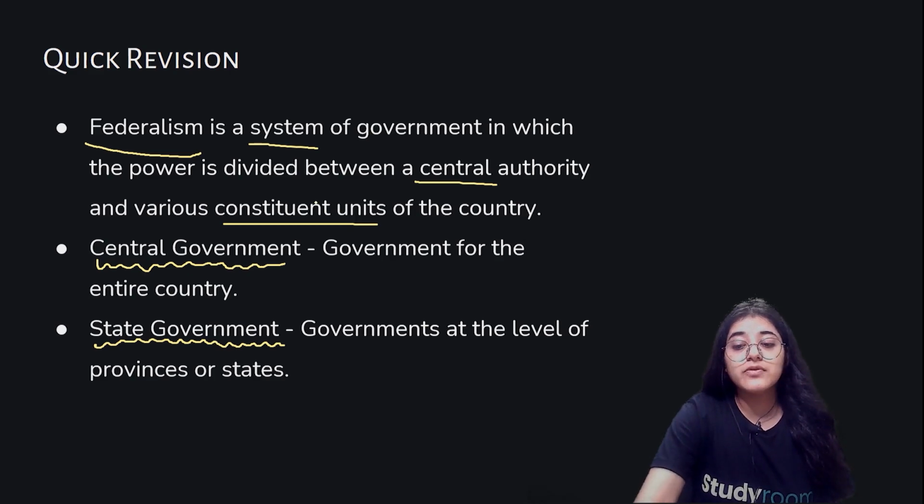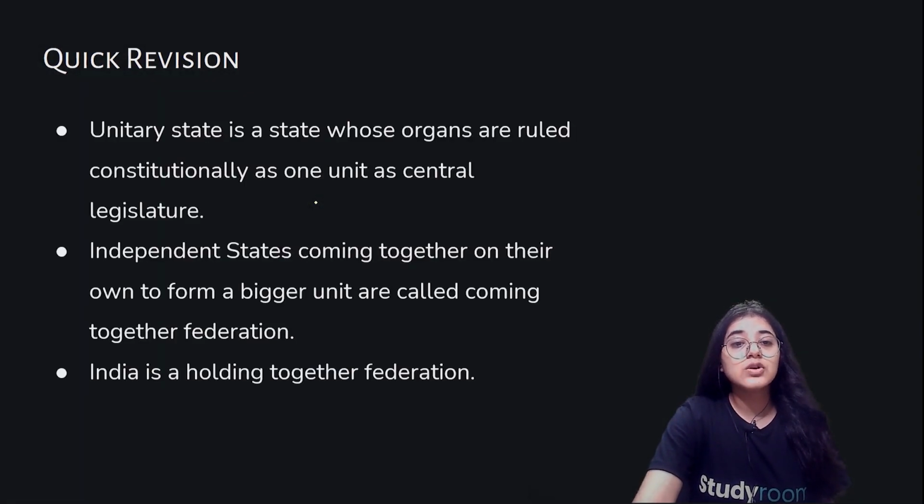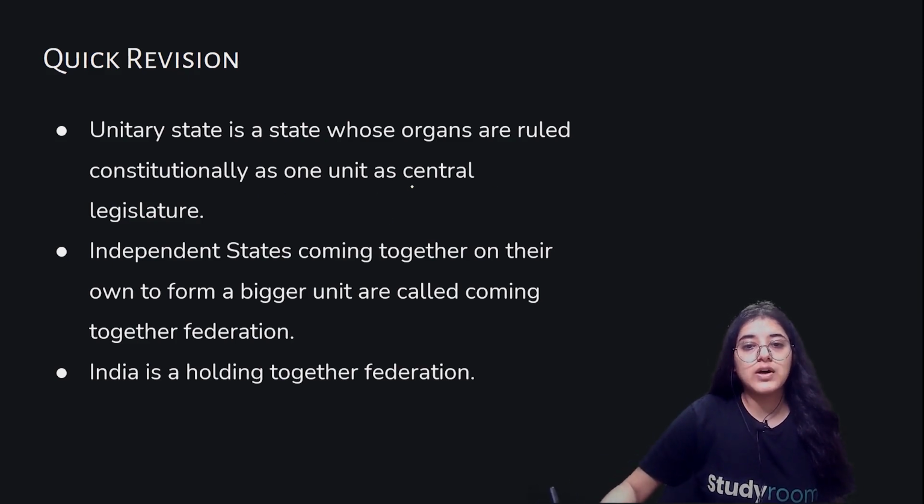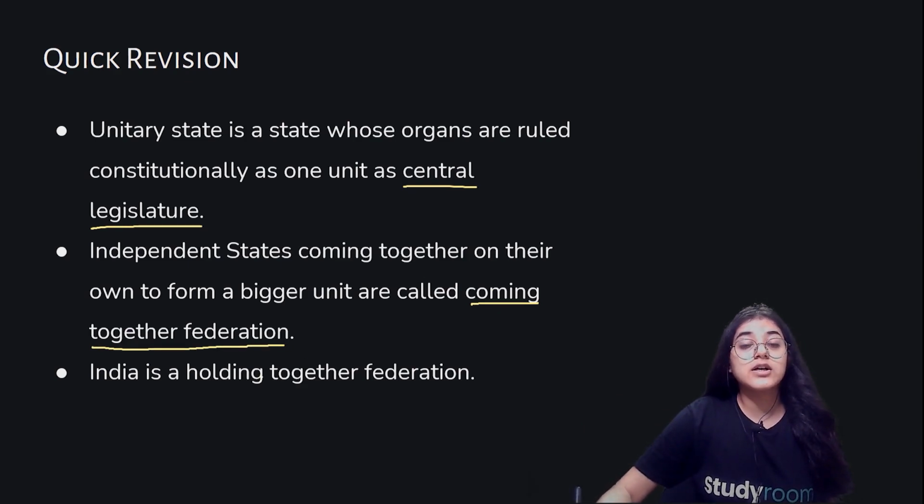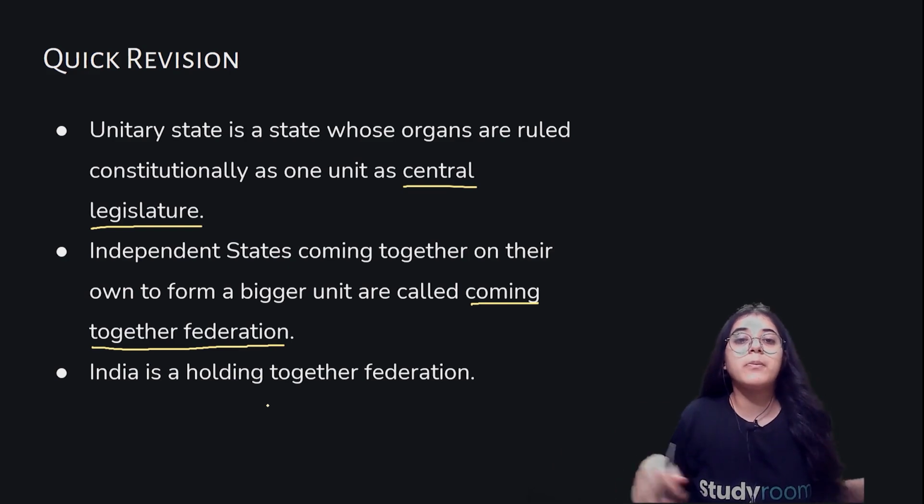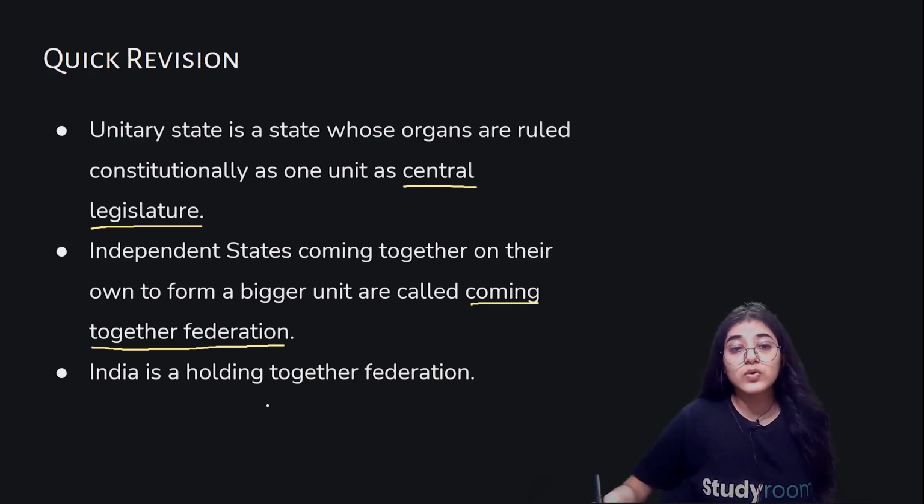Okay, let's move ahead. A unitary state is a state whose organs are ruled constitutionally as one unit by a central legislature. Independent states coming together on their own to form bigger units are called a coming together federation. We talked about the USA, where independent states come together to form a bigger unit, known as a coming together federation.